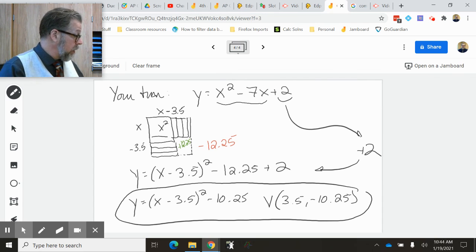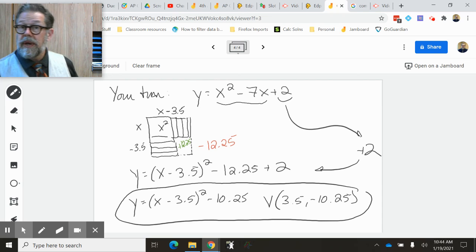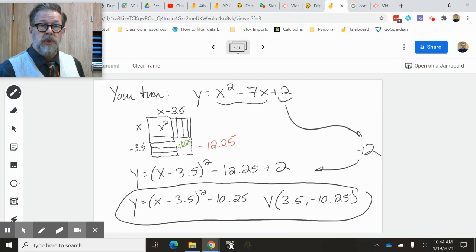If not, take a walk back through and take a look at your process. And we'll be back with the next video where we will talk about what to do if there is an a value, a stretch factor larger than 1.